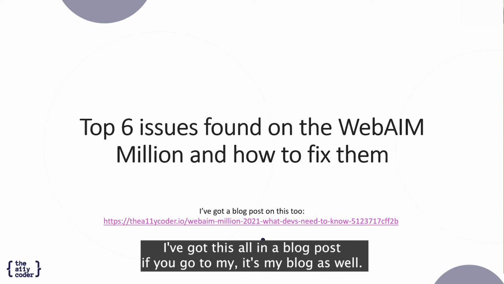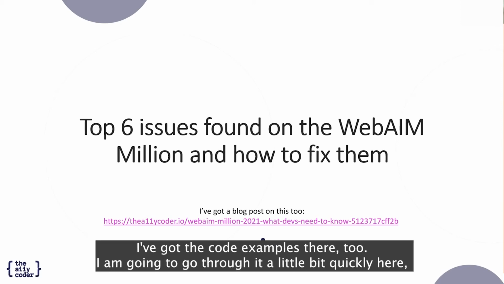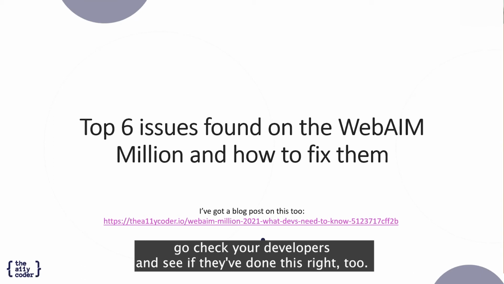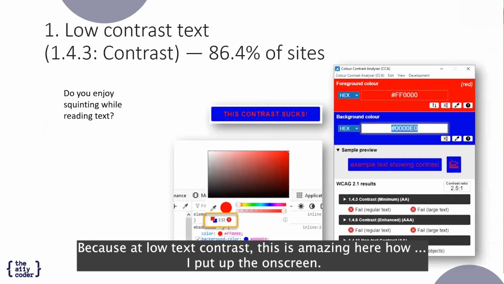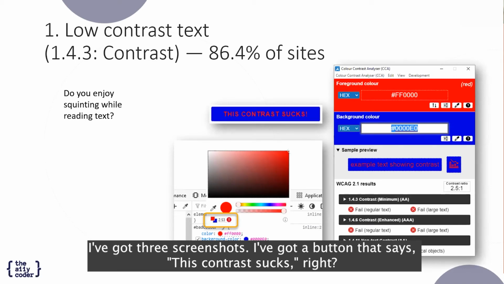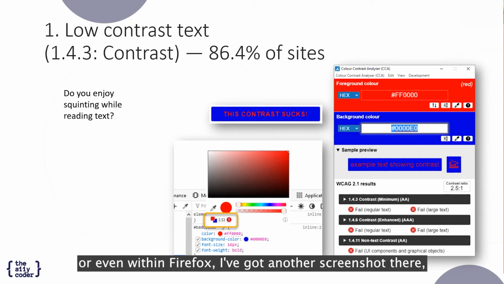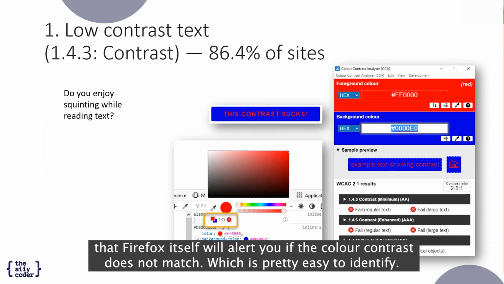If you go to my blog as well, I've got the code examples there too. I'm going to go through it a little bit quickly here, but for any BA on the phone or any leader role, go check with your developers and see if they've done this right too. Because at low text contrast, this is amazing, as I put up on screen. I've got three screenshots. I've got a button that says this contrast sucks, right? And I've got a color contrast analyzer, which is a free tool that you can use to check what the color contrast is. Or even within Firefox, I've got another screenshot there that Firefox itself will alert you if the color contrast does not match, which is pretty easy to identify.